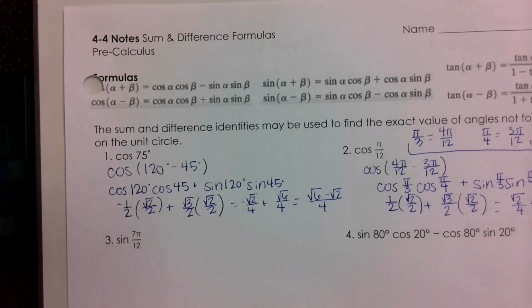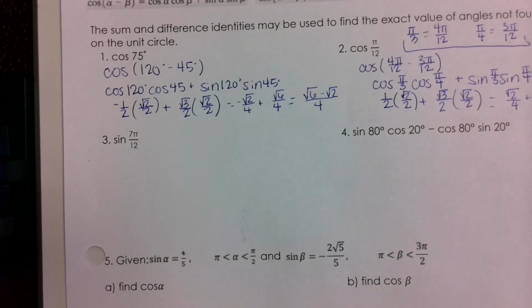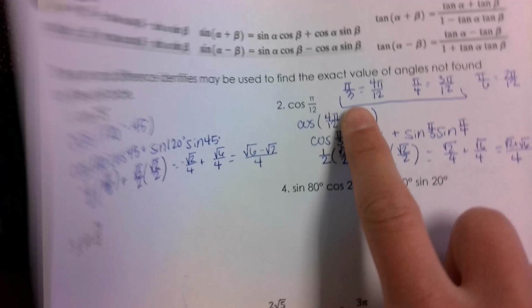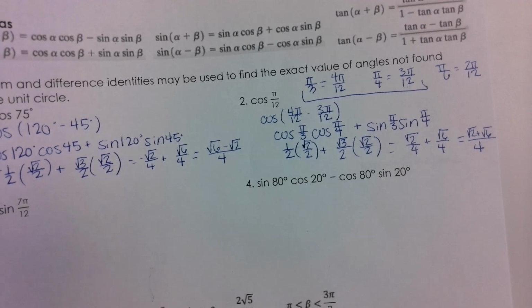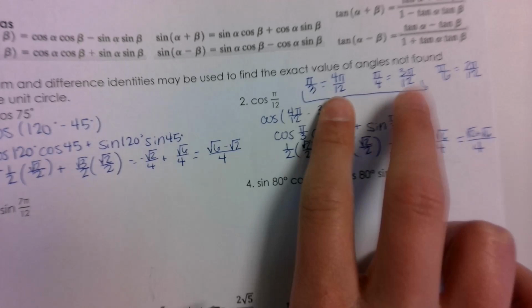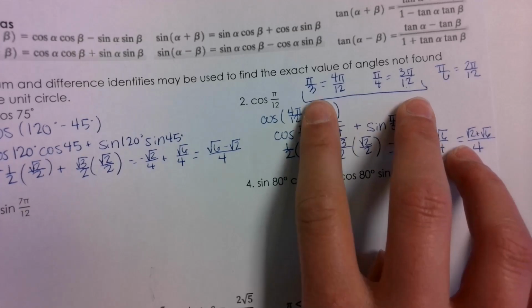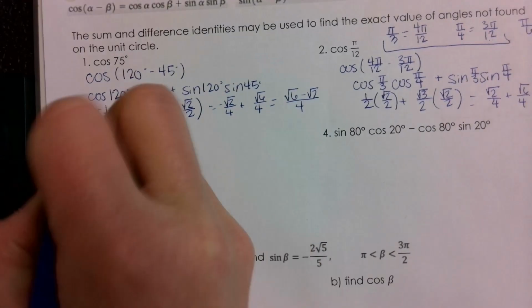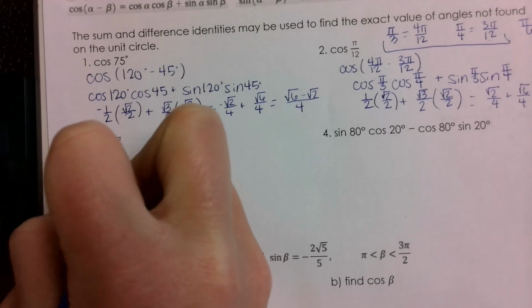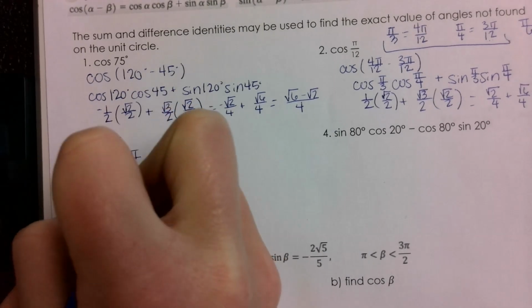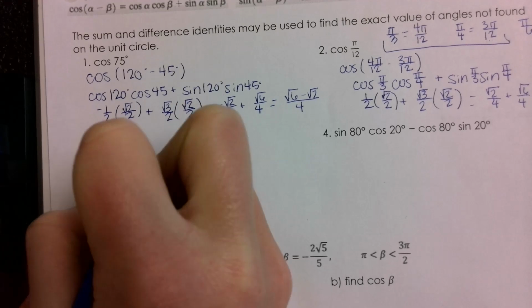So looking at the next one, we've got sine of 7 pi over 12. We could use those angles up here that we wrote down earlier. So what could we add that would give us 7 pi over 12? 4 pi and 3 pi. So we'll add pi over 3 and pi over 4. So this is sine of 4 pi over 12 plus 3 pi over 12.